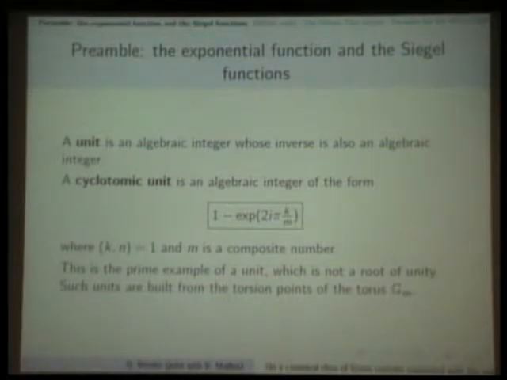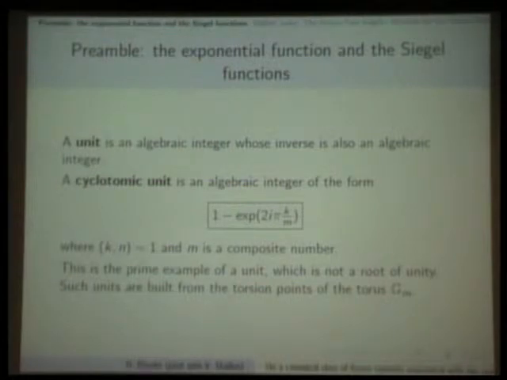So here, let us first consider something very classical in arithmetic: units. Remember, a unit is an algebraic integer whose inverse is also an algebraic integer. So if you consider it as an element of a number field, it's in the ring of integers of the number field, and it's a unit in that ring. Oh, sorry, that should be an M.